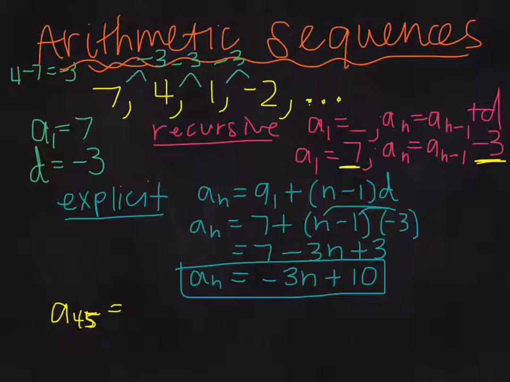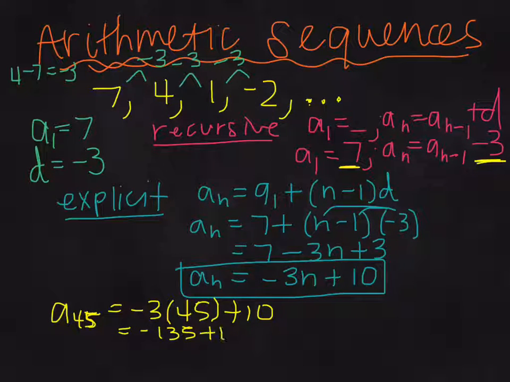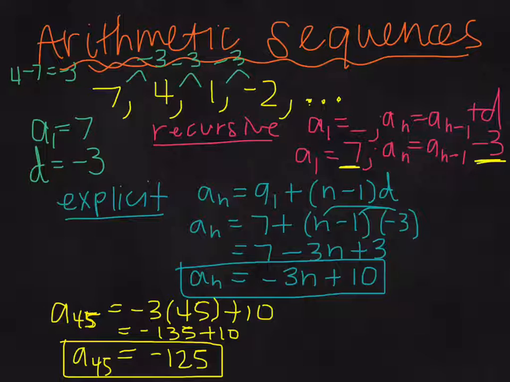I can literally just plug in 45 for n. So I have negative 3 times 45 plus 10. Negative 3 times 45 is negative 135, and then plus 10 is negative 125. So your 45th term is negative 125. And that's all for my little sequence lesson.